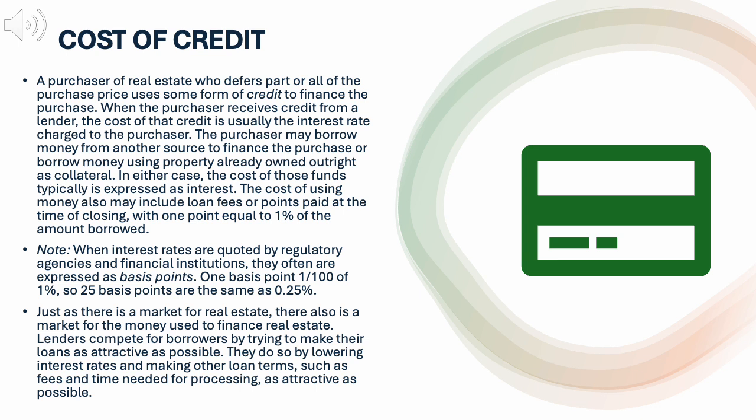The purchaser may borrow money from another source to finance the purchase or borrow money using property already owned outright as collateral. In either case, the cost of those funds typically is expressed as interest. The cost of using money also may include loan fees or points paid at the time of closing, with 1 point equal to 1% of the amount borrowed.